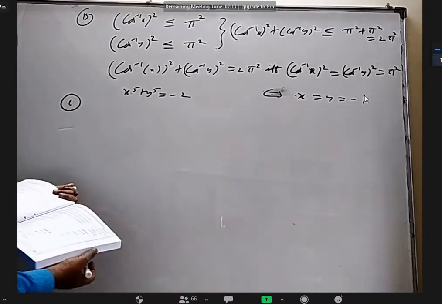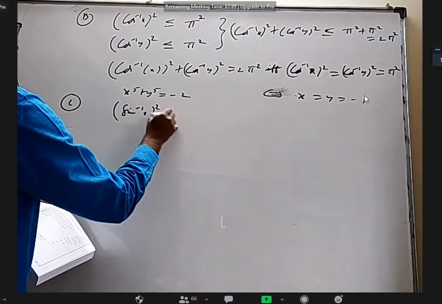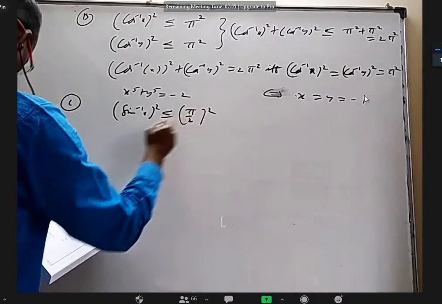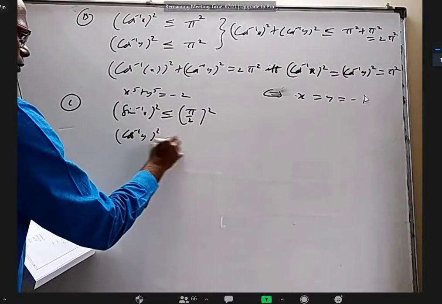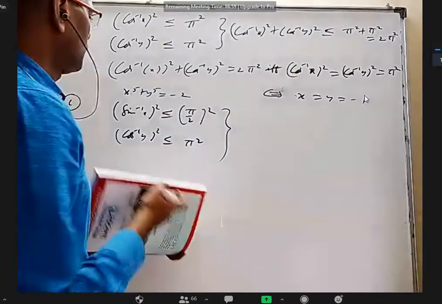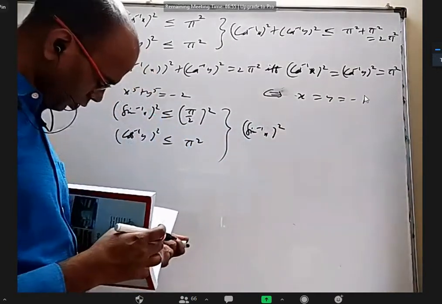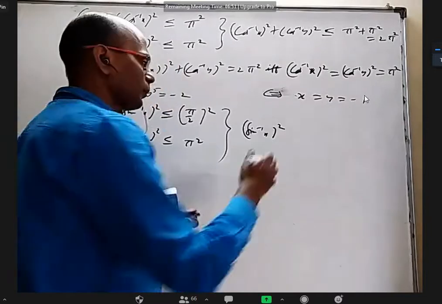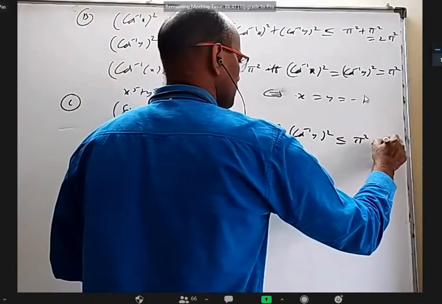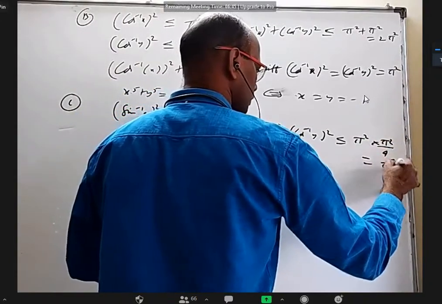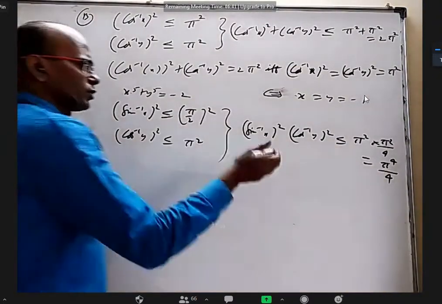Okay, C bit, one is sin inverse x and one is cos inverse y. Okay. So sin inverse x whole square is less than or equal to pi by 2 whole square, and cos inverse y whole square is less than or equal to pi square. And when you multiply, we get sin inverse x whole square into cos inverse y whole square less than or equal to pi square into pi square by 4, which is pi power 4 by 4. Equal to pi power 4 by 4 is possible only when both attain maximum.